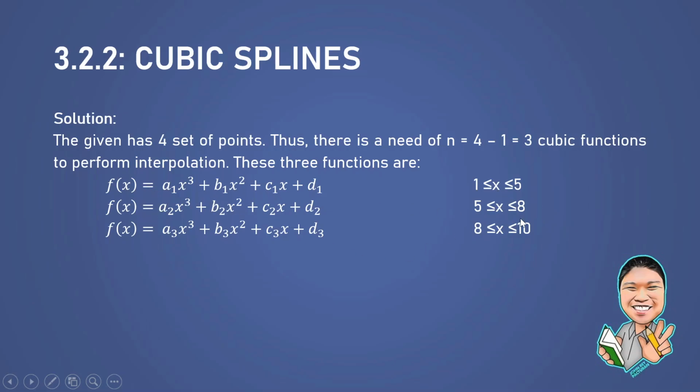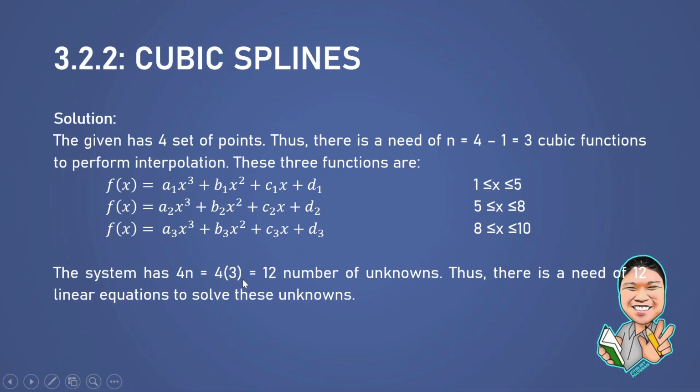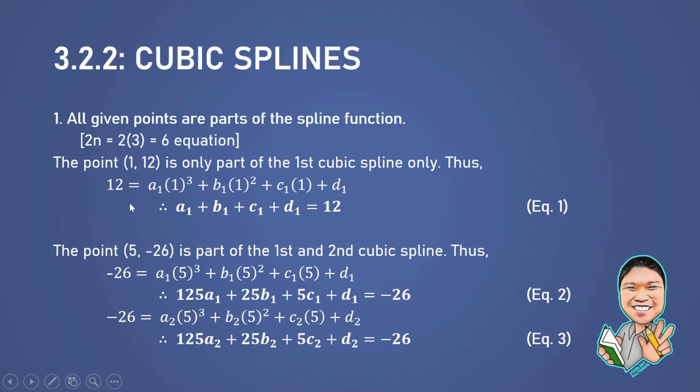So, from 1 to 5, from 5 to 8, and from 8 to 10. So, pare-parehas lang yan ng muka. Huwag kayong malilito dito. So, the system has 12 unknowns, kaya nga kasi for every function, 4 agad ang unknown. So, thus, there is a need of 12 linear equations to solve these unknowns. So, simulan natin yung derivation sa unang step.